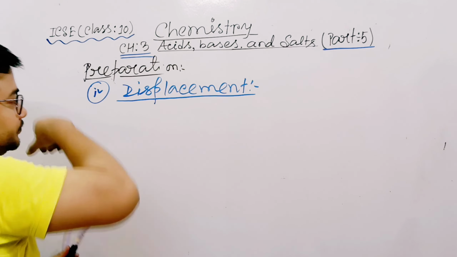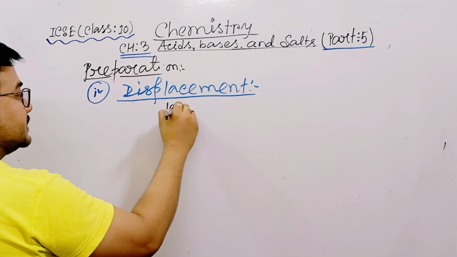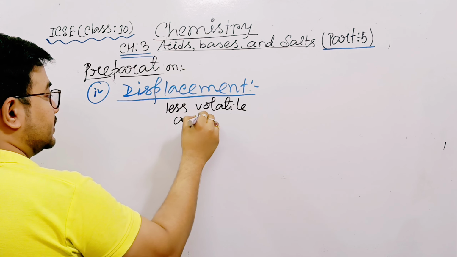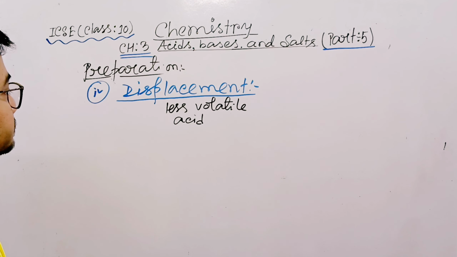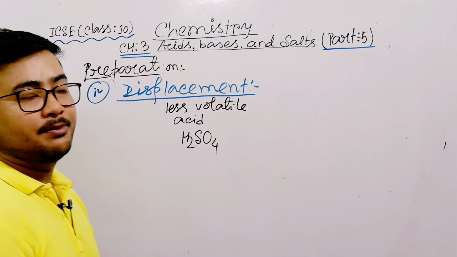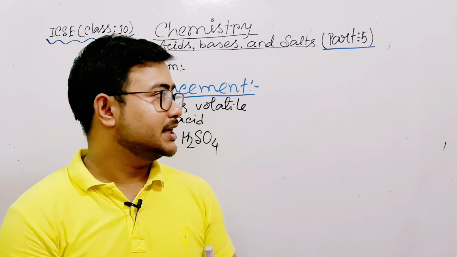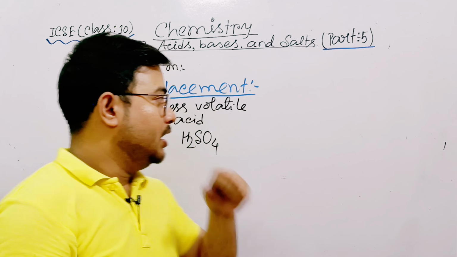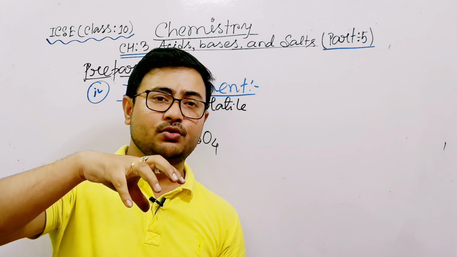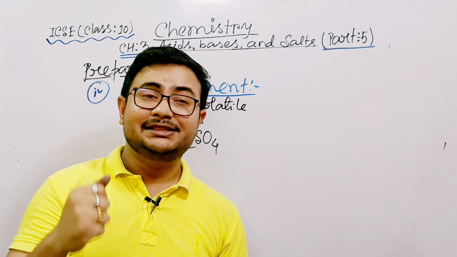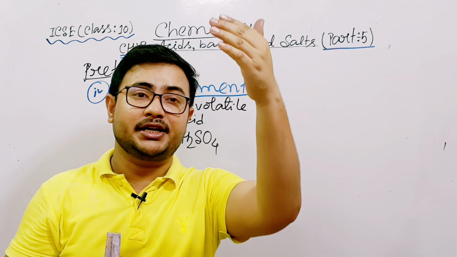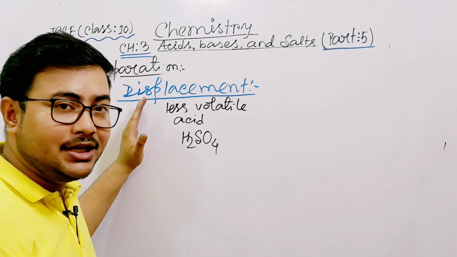Displacement of, suppose we have less volatile acid. For example, sulfuric acid, H2SO4. Less volatile means suppose in a container if you take some amount of sulfuric acid, if you open the lid of the container, then it will not evaporate out. If any acid is not evaporated out, it is called non-volatile or less volatile.